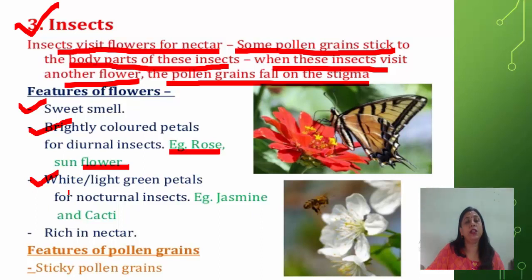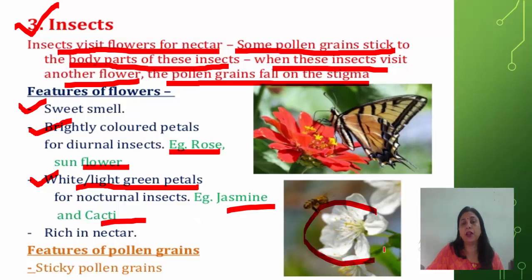Nocturnal insects means those insects which come out at night only. White or light green petals are there. Example: jasmine and cacti. Jasmine आपने देखा, ये देखिए white colored petals होते हैं. तो रात में जो insect निकलते हैं उनके लिए white और light green petals होते हैं. They are rich in nectar, means the flowers are very rich in nectar.